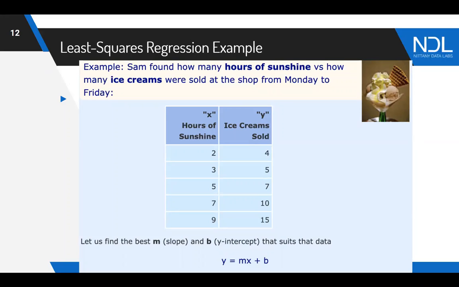Just looking at this, can any of you predict if there would be a correlation between these two variables? Yeah, there should be a positive correlation. Can you give me a logical explanation? Why would there be a relationship between hours of sunshine and ice cream sold? Because the hotter it gets, the more you want something cold, like ice cream. Good.